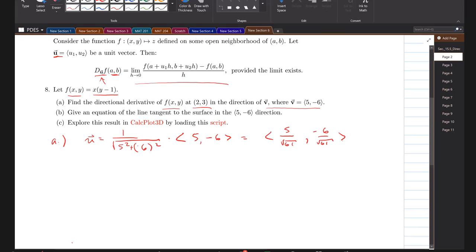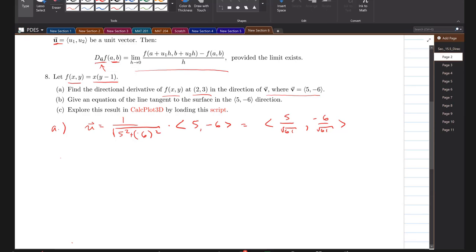Okay. All right. So we want to find the directional derivative in the direction of this unit vector u, 5 over the square root of 61, comma, minus 6 over the square root of 61, for this function evaluated at the ordered pair 2, comma 3. So now I'm just going to follow this definition, okay, which should look a little familiar. It's still computing the slope of a secant line, and then we're taking the limit as this step size goes to 0.